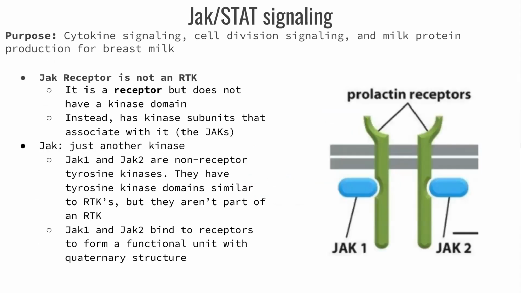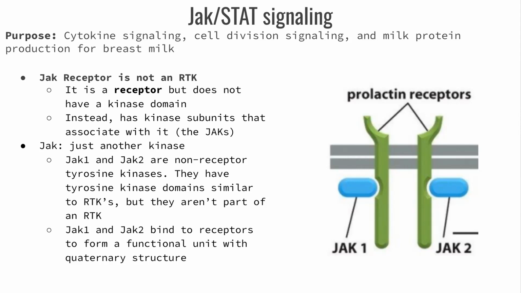Okay, JAK-STAT signaling pathway. The purpose of this pathway is for cytokine signaling, cell division, and milk protein production, which is the example that we're giving here. One very important thing to note is that the JAK receptor is not an RTK. This is a receptor, but it does not have a kinase domain. Instead, it has kinase subunits that associate with it.